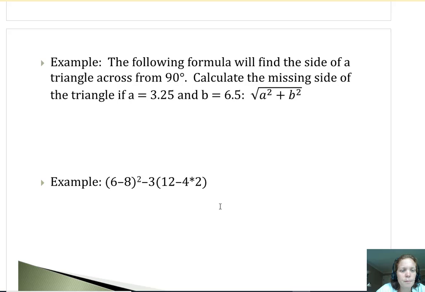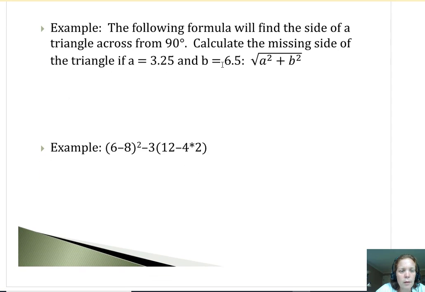Okay, next one. This is one we're going to be using a lot in the next 2 units, when we do geometry and trigonometry. This formula finds the side of a triangle across from 90 degrees. So if we want to calculate the missing side of the triangle, if A is 3.25 and B is 6.5. Okay, so I'm going to put my square root symbol. 3.25 squared plus 6.5 squared.